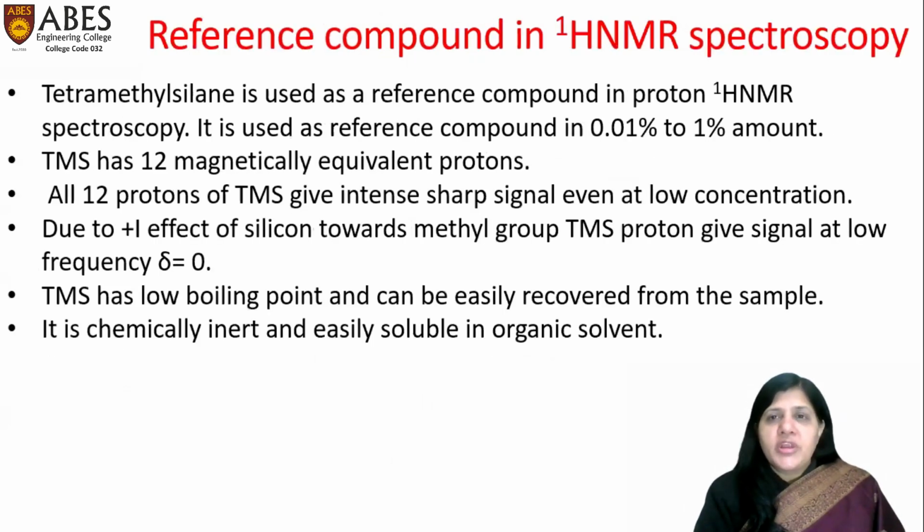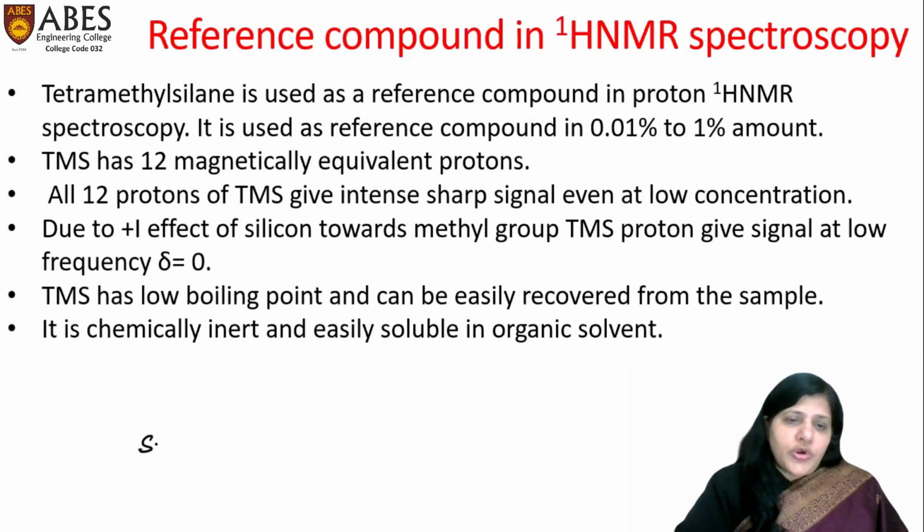Reference compound in proton NMR spectroscopy. Tetramethylsilane is used as reference compound in proton NMR spectrum, and it is used in very small amounts, 0.01% to 1%. All the 12 protons of TMS are magnetically equivalent.